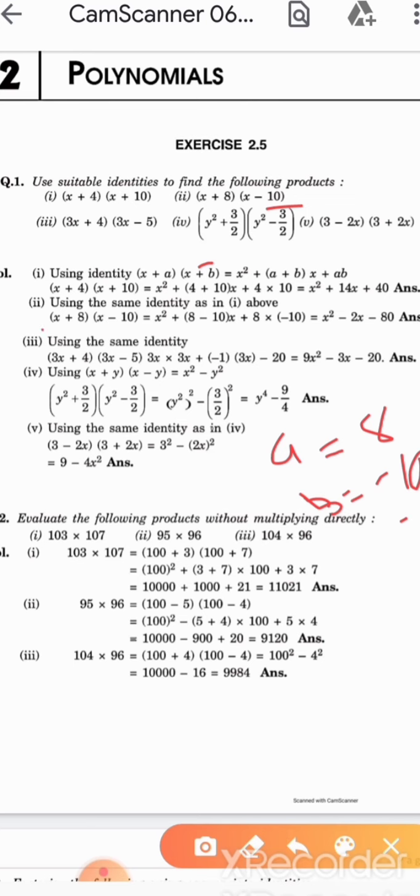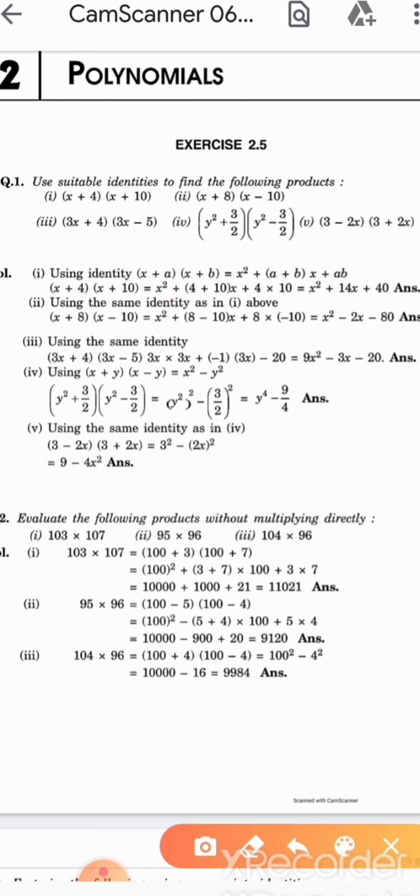Substituting these values in the RHS of our identity, we get x² + (a + b)x + ab, where a + b means 8 + (−10), which is 8 − 10, into x, plus 8 into −10. Simplifying, we get x² plus 8 minus 10, which is −2, so −2x. Then 8 times 10 is 80, but 8 is positive and 10 is negative, so plus times minus gives minus 80. So the product of the two brackets is x² − 2x − 80.